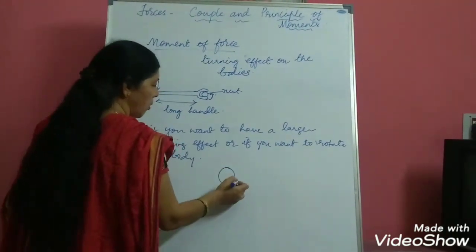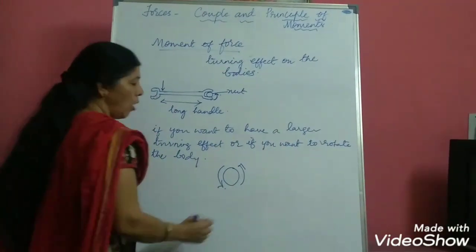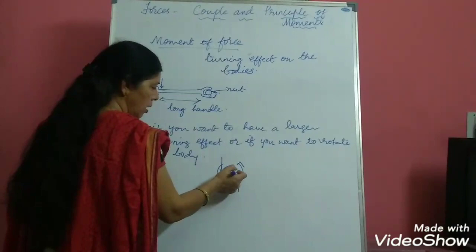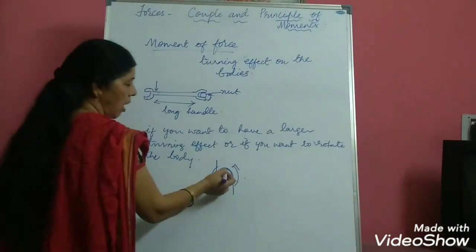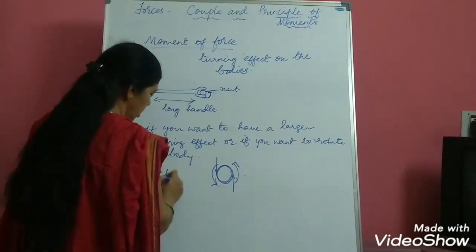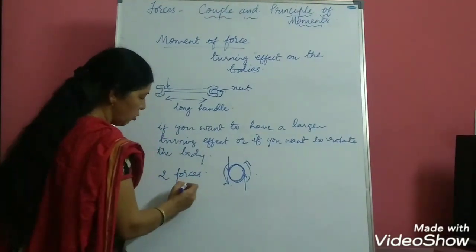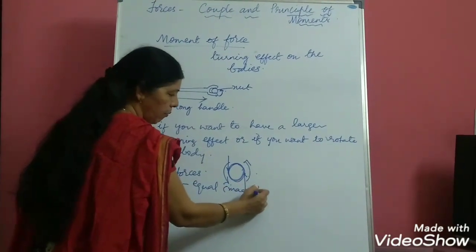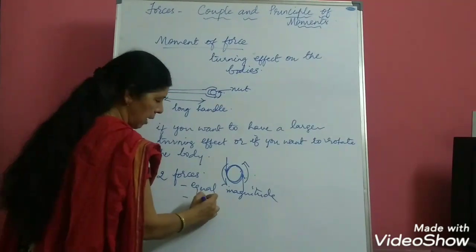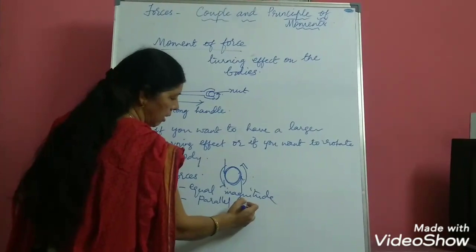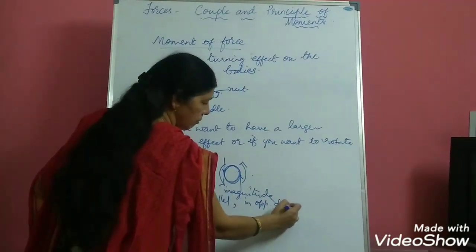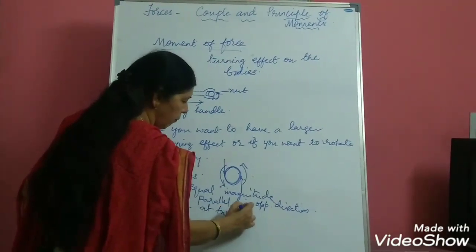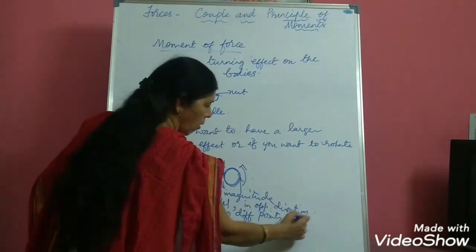Suppose if the body has to be rotated fully, then you have to apply two forces. One force should act here and another force should be acting here, so that the body continues to rotate. Now, in order to have complete rotation of the body, how many forces are required? Two forces are required. And how should these two forces be? They must be equal in magnitude, they must be parallel, they must be acting in opposite direction, and they must act at two different points on the same body.